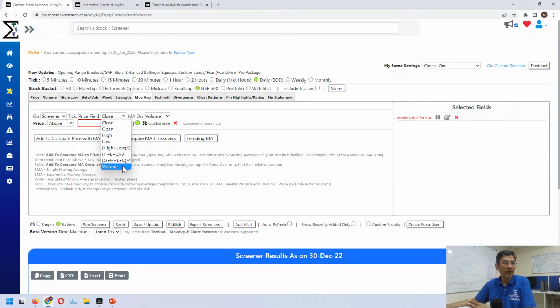So we consider OHLC as one single thing, right? That's why it is out here. Not the most intuitive one, but you can get there, right? So you find the stocks which are crossing above or below a certain moving average, and so on and so forth. There are multiple different ways of looking at it.